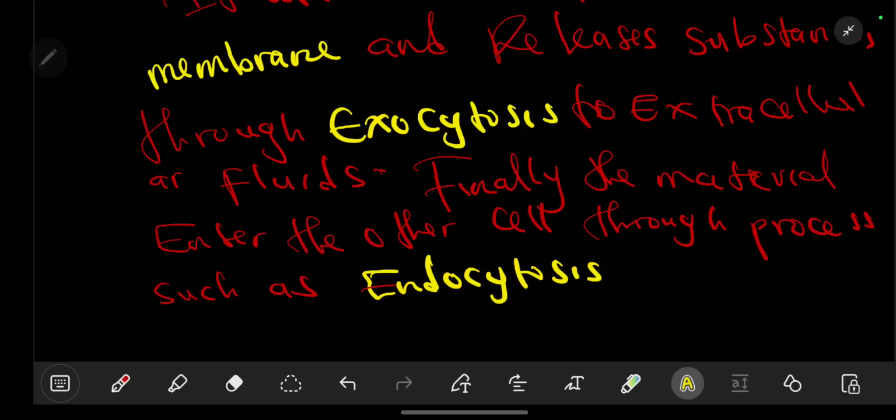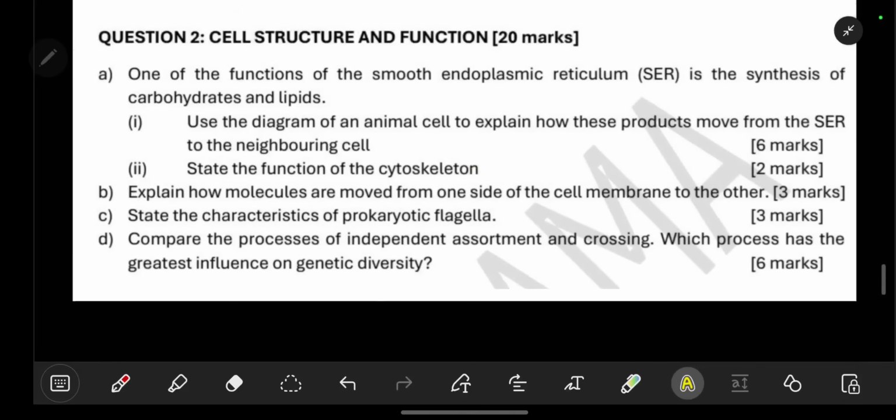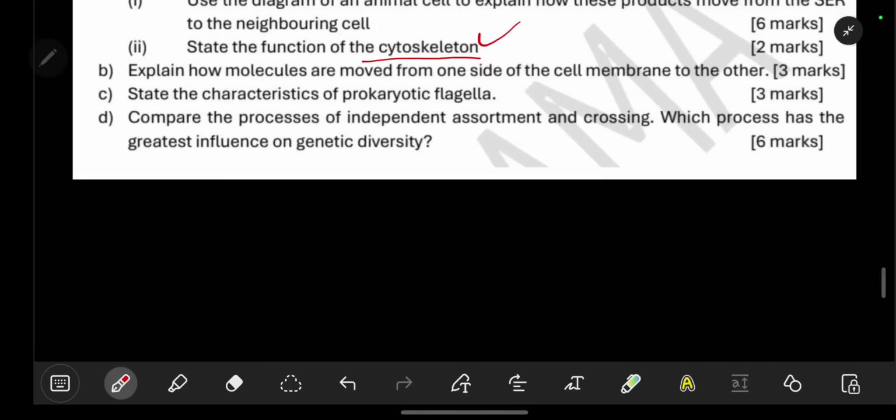Let's look at our next question. So we have answered that. Let's go on to our next question, which is to state the function of the cytoskeleton. So the cytoskeleton, just think of it as a skeleton. So already that gives you the function. And you know the function of the skeleton is, number one, structural support. Number two, the cytoskeleton is used to move substances within the cell.